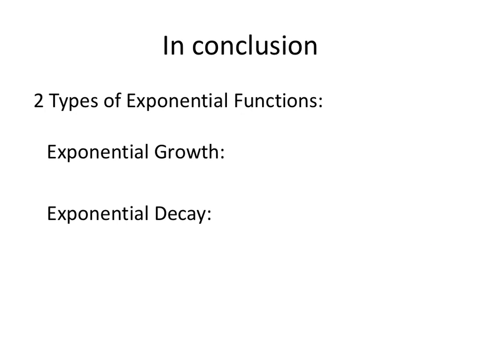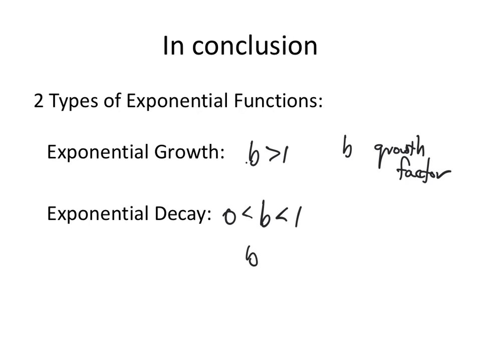Okay. So we have two different types of exponential functions that we need to worry about. We have exponential growth, where b is bigger than 1. We have exponential decay, where b is less than 1 but bigger than 0. And really what we're looking at is just b. In exponential growth, b is a growth factor, and in exponential decay, b is a decay factor.